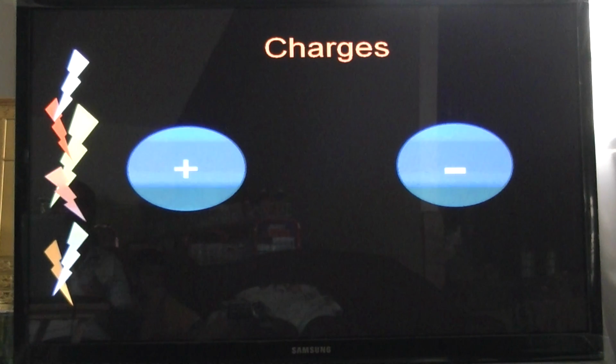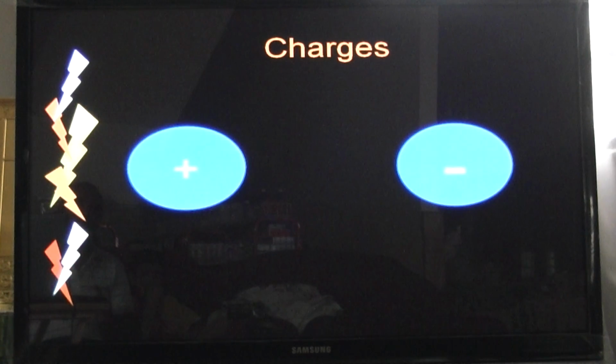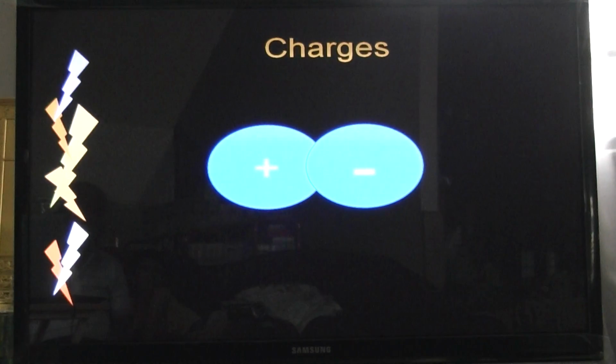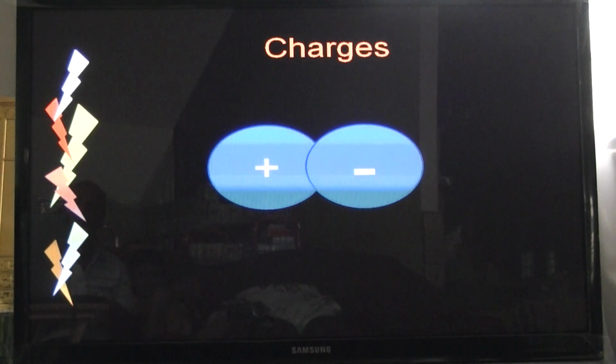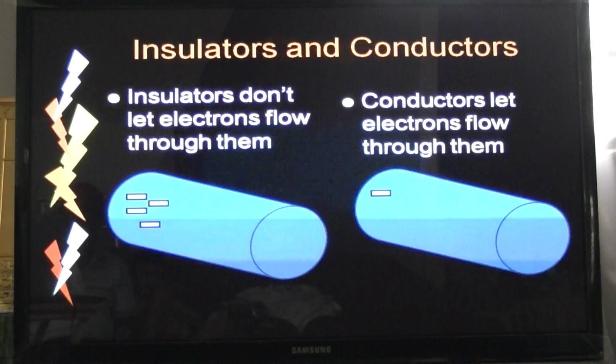Now, these two poles, one is positive and one is negative. When we click on them, what happens? They come together. You see the two charges come together because one is positive and one is negative.